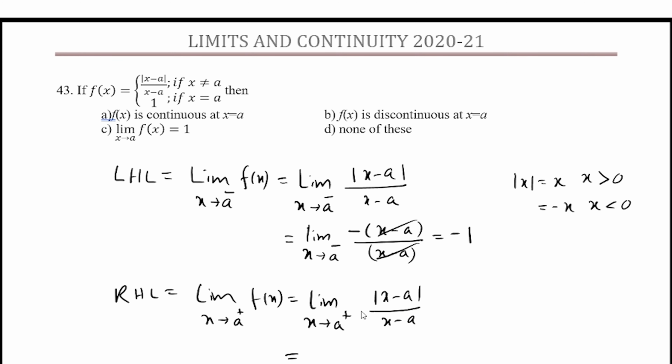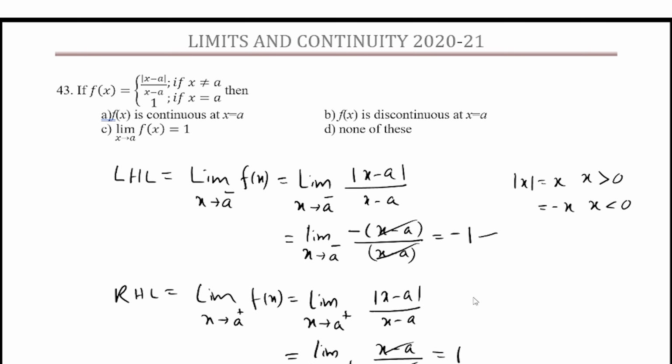Now again, modulus of x minus a is equal to plus x minus a if the condition x is more than a. Here a plus means more than a value. So that is limit x tends to a plus of modulus of x minus a is plus x minus a divided by x minus a. These two cancel, that is 1.